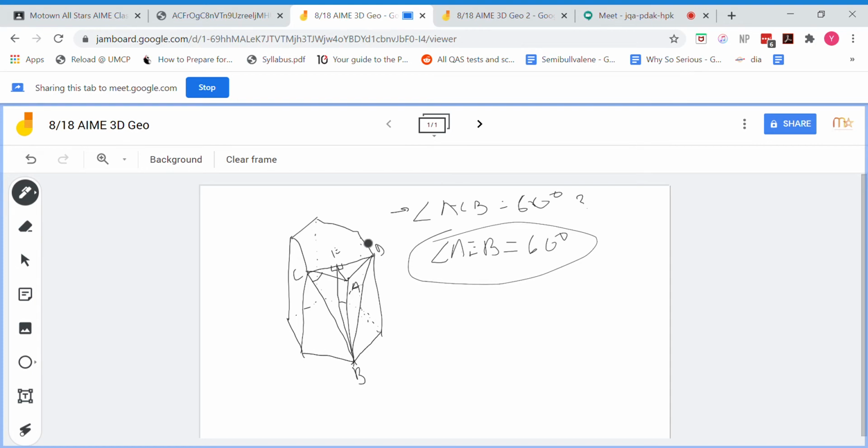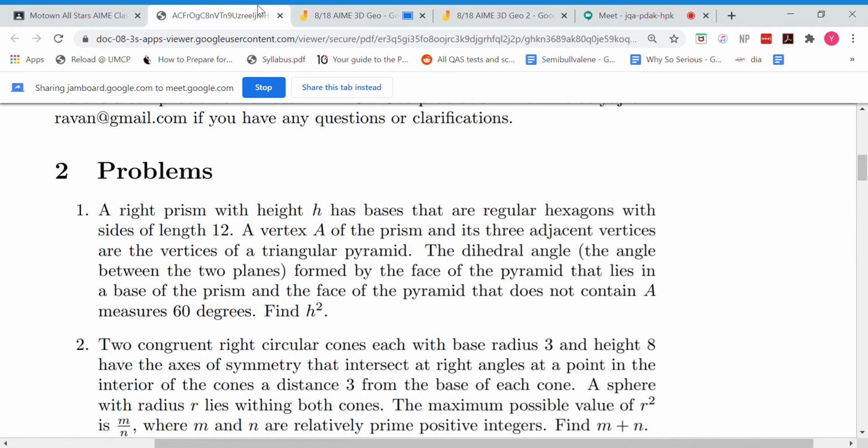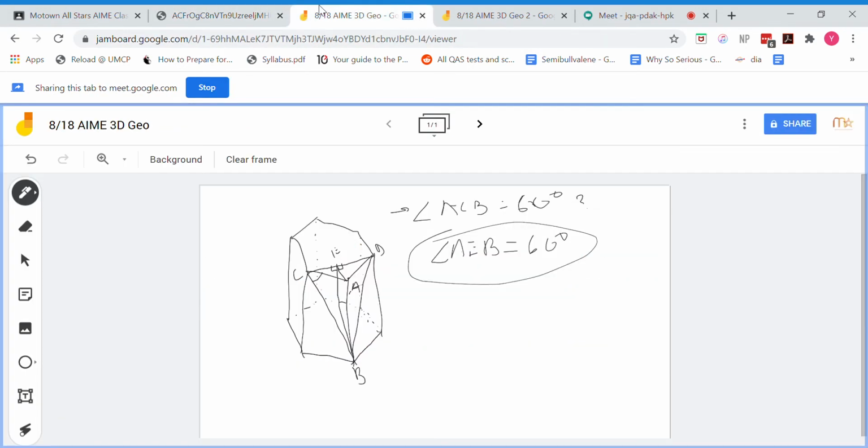Okay. So now we're asked to find the height of the pyramid, given that the side length of the regular hexagons is 12. So how might we use this? So, every 3D geometry problem is essentially a 2D geometry problem, or one or more 2D geometry problems hidden among a 3D shape. Usually there's about 2 or 3 2D geometry problems. You can put them together, and that will give you the 3D shape.